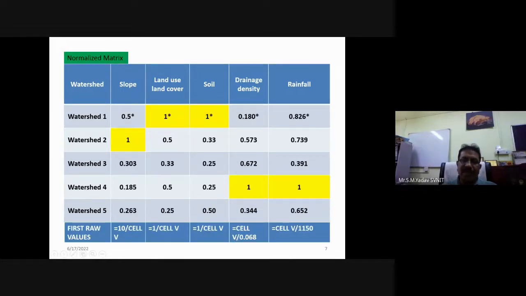And I have explained in the last row what I did. 10 divided by the cell value I did for slope, 1 divided by the cell values for land use, 1 divided by the cell values for soil, the cell value divided by 0.68 for drainage density, and the cell value divided by 1150 for rainfall. How have I changed this? I considered the first rating value, the highest hazardous value. In some cases it is the hazardous value divided by the cell value, and in some cases the cell value divided by the hazardous value. It depends on whether your value is higher or lower, and accordingly you prepare a normalized matrix. I hope all of you have done this and prepared the normalized matrix.